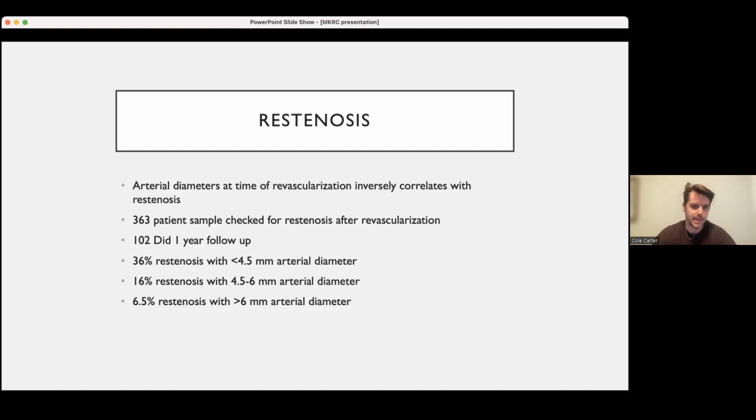There was a study done with 363 patient samples that checked for restenosis after revascularization, and only 102 did a follow-up, but it was found that 36%, a very high restenosis rate, occurred with less than 4 millimeters arterial diameter. This dropped by half, with 16% restenosis with a 4.5 to 6 millimeter arterial diameter. And then again, it dropped dramatically with the restenosis of greater than 6 millimeter arterial diameter.